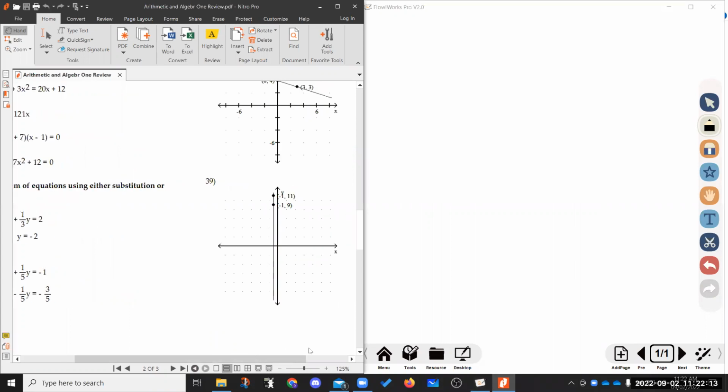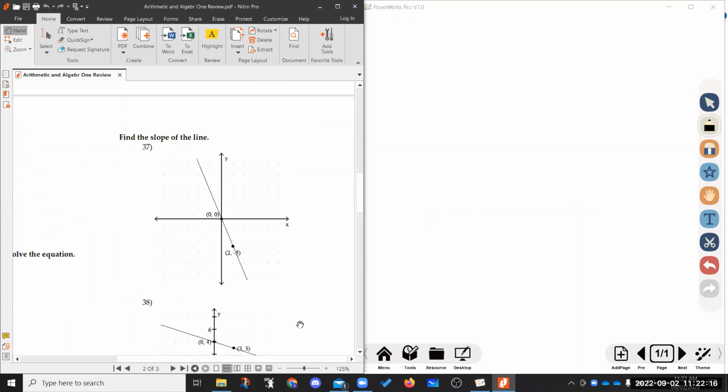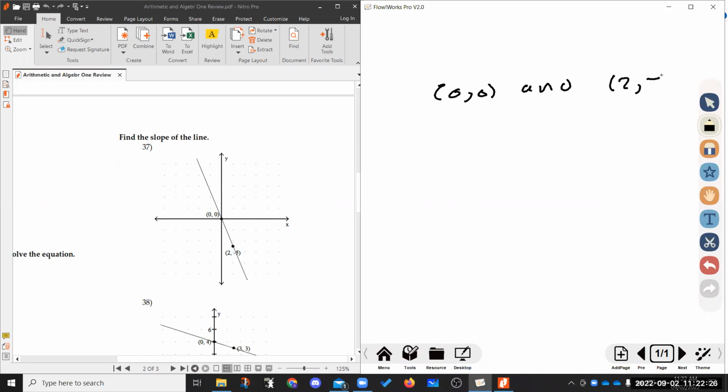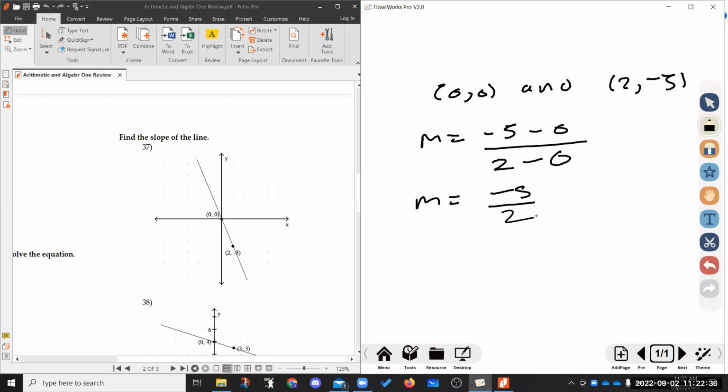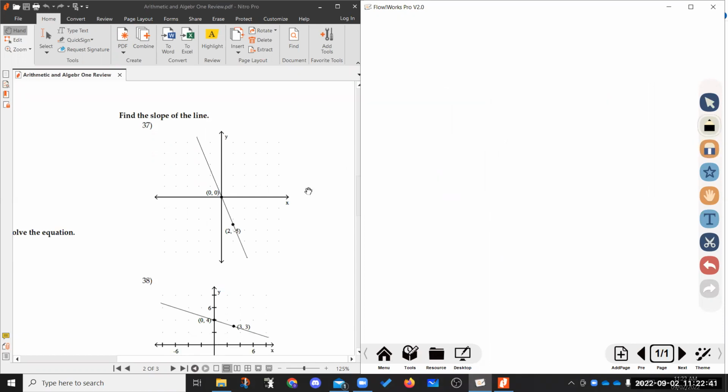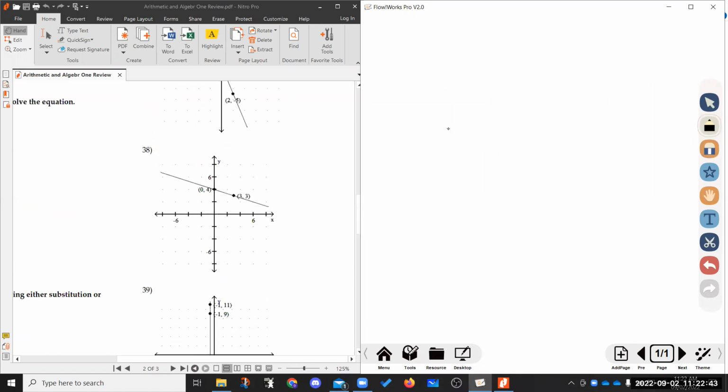Moving right along to number 37. Find the slope of the line, given the 2 points on the line, 0, 0, and 2, -5. My slope is going to be y2 minus y1 over x2 minus x1, being -5 over 2.